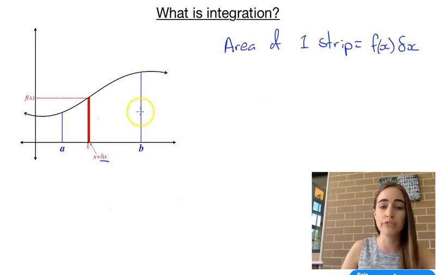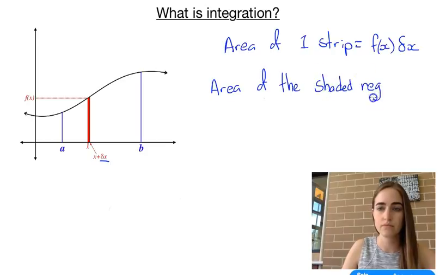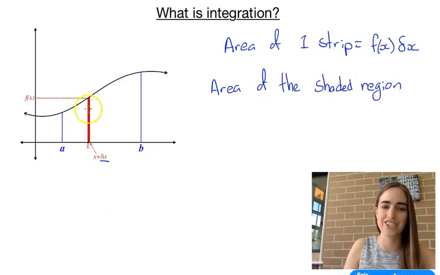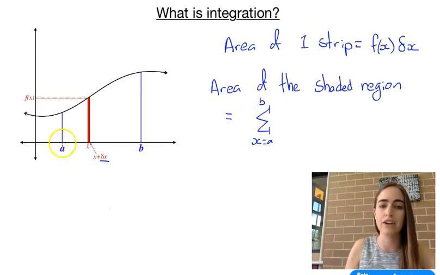So adding up all of the areas of all of those strips, we would get the area of the shaded region, which is just this whole section between A and B and under that curve. So the area of the shaded region would be equal to the sum from x equals A to x equals B, so from x equals A to B, there are bounds, of f of x times delta x. So we're going to find the areas of all of the little rectangles between A and B and add all of them together.